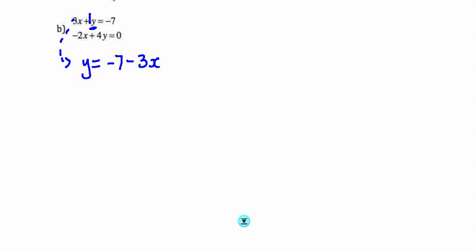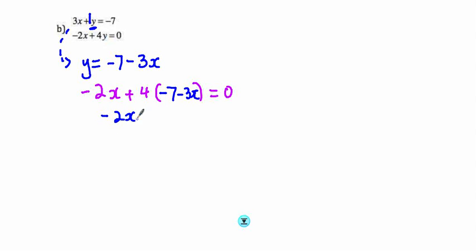Okay, and then what I'm going to do with that expression is substitute it into the second equation. My second equation: minus 2x plus 4 multiplied by y is equal to 0. In the place of y, I will substitute in minus 7 minus 3x, because that's what y is equal to after we rearranged the first equation. And now we solve the resulting equation with one variable. It's only got x's, and we're able to solve at this point.